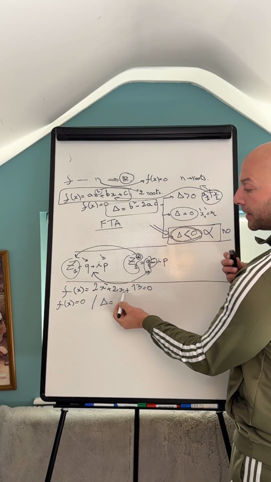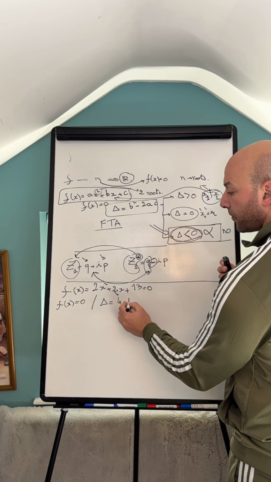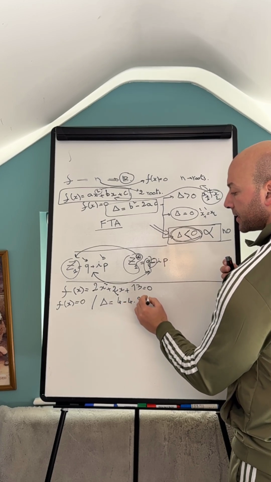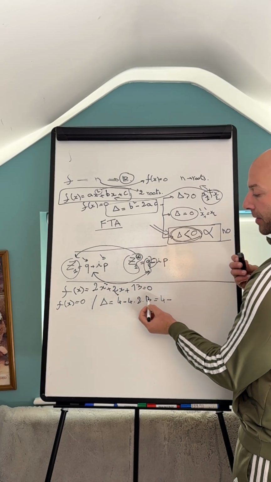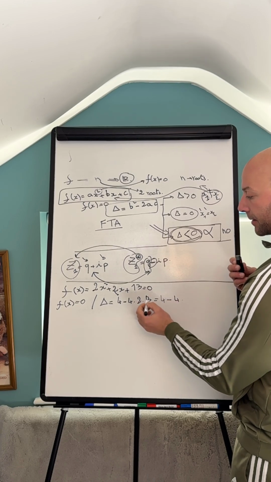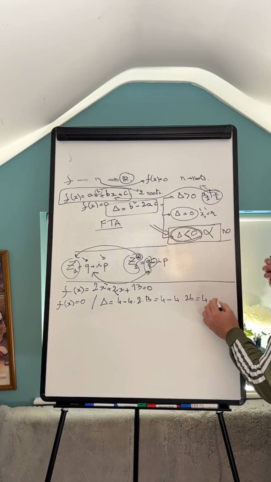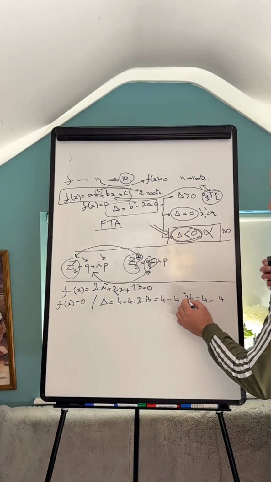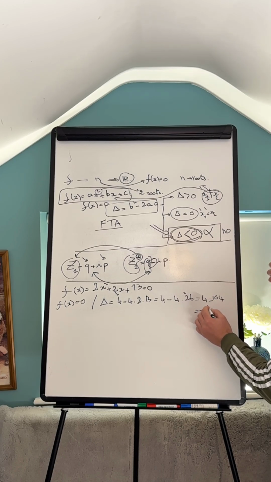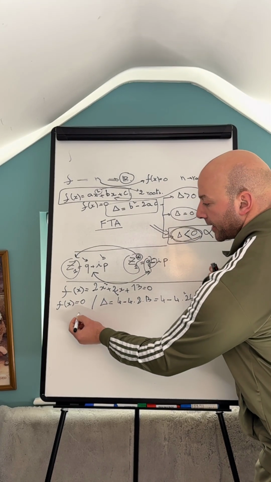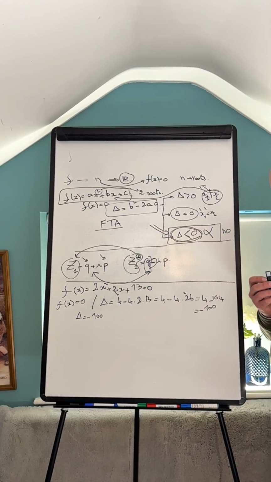We have our a, b, and c. Delta is b squared, which is 2 squared, 4, minus 4 times a times c, which is 4 minus 4 times 26, equals 4 minus 104, which equals minus 100. This is our delta. To keep it simple for you, delta equals minus 100. Here we go, we got it.